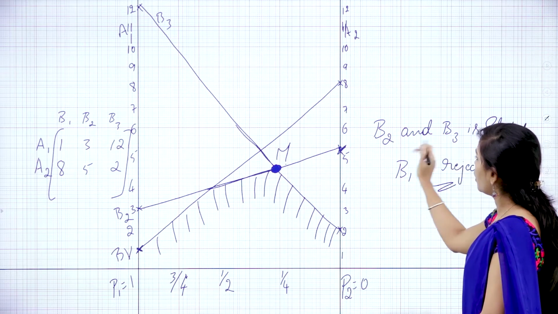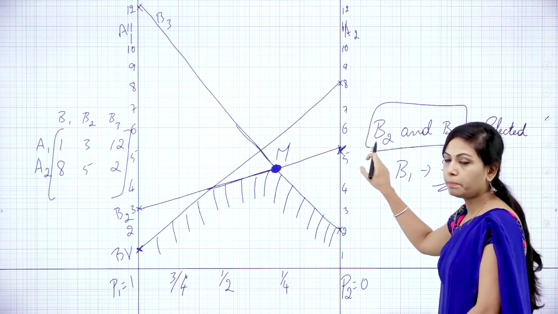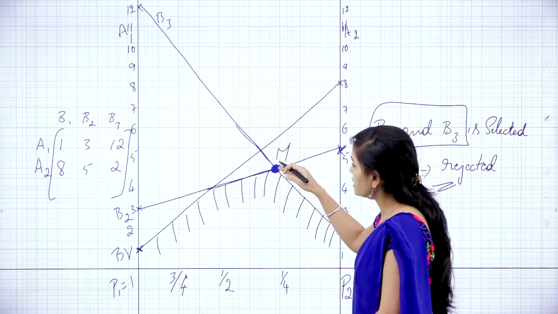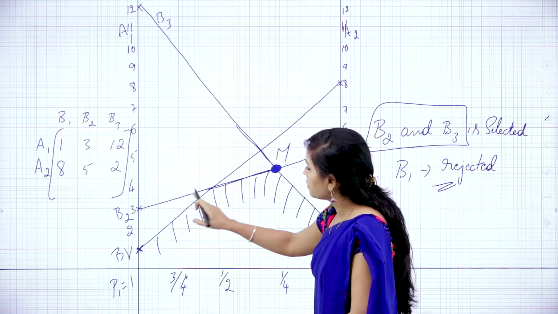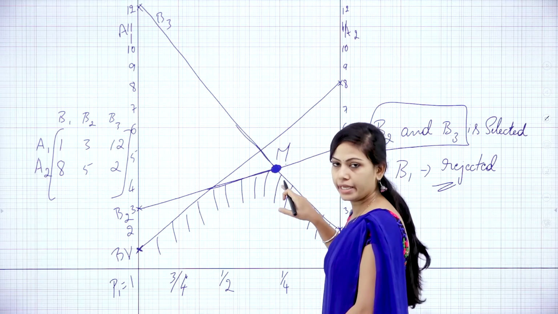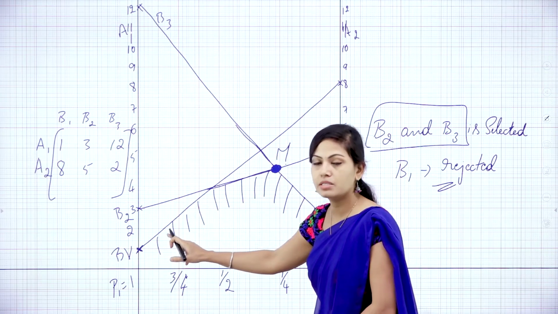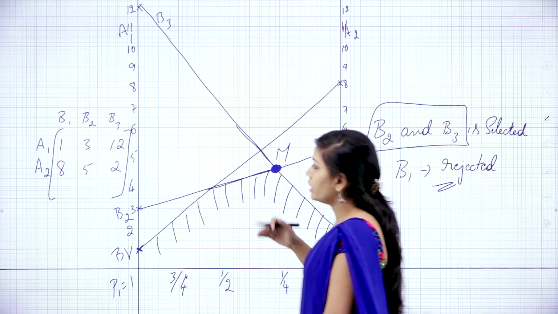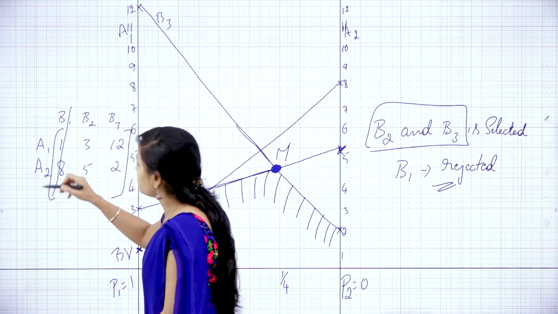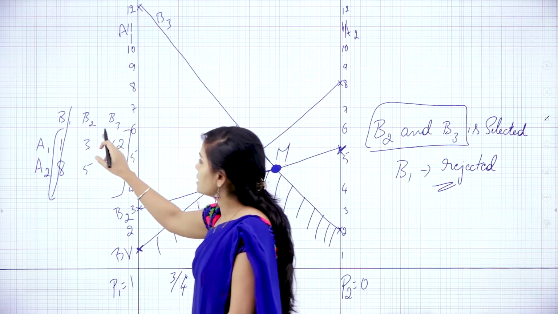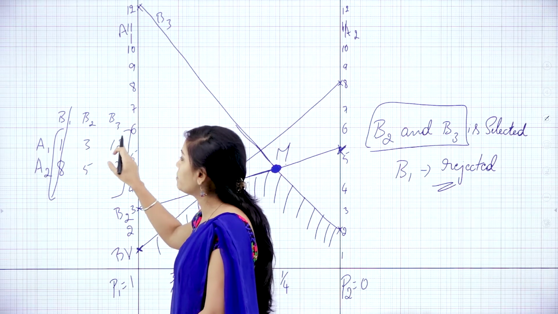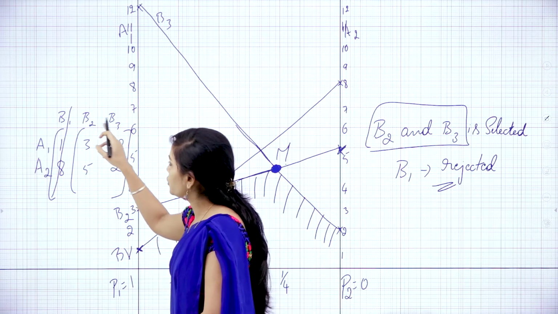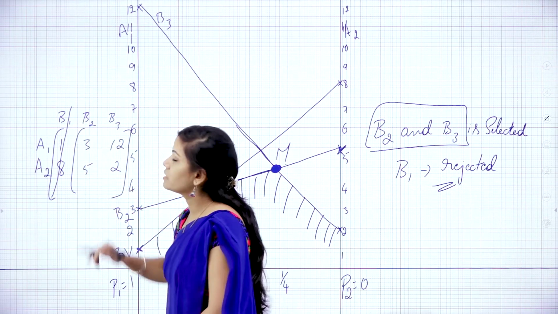So here we got the 2 points called B2 and B3. Clear? B1 is rejected because this highest common point comes under the B2 and B3 lines. So we got B2 and B3. Now in the next step, you have to remove B1 because the highest maximum point comes under B2 and B3. So you can select these two columns and rows. B2 and B3 are selected, B1 is rejected.